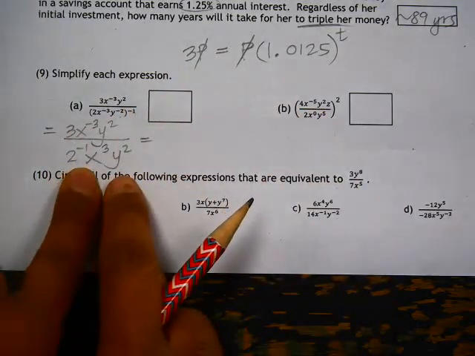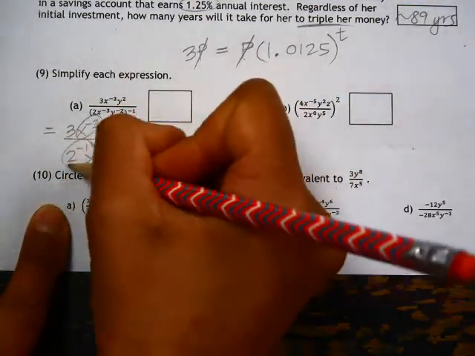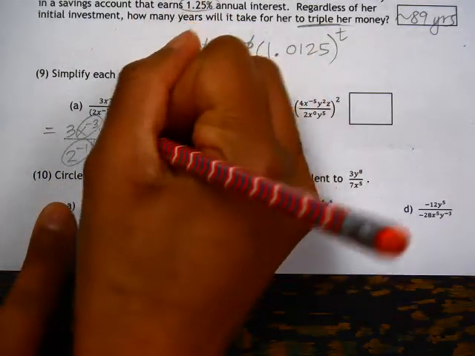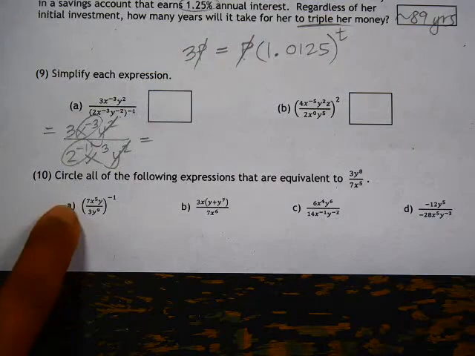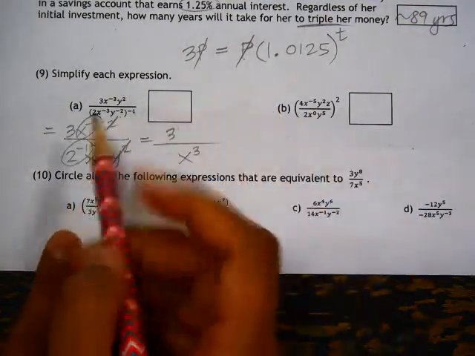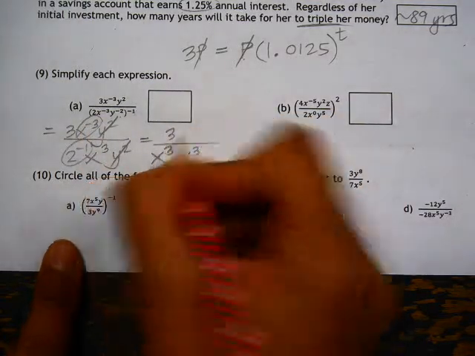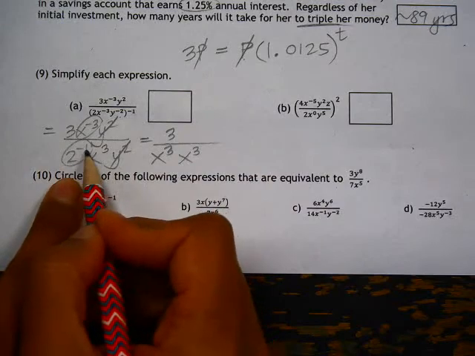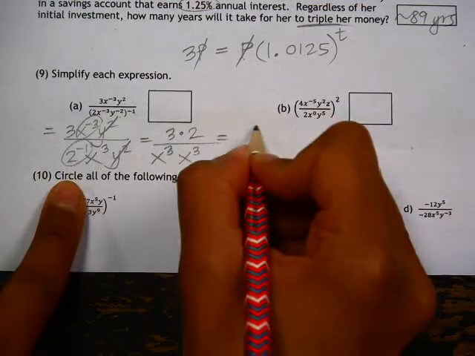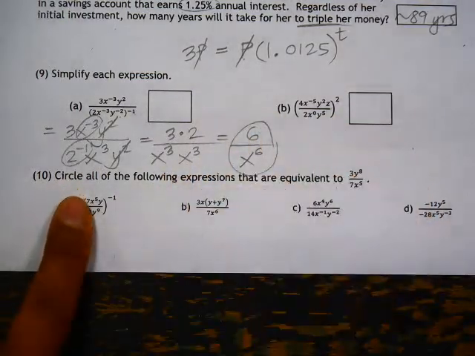Now we need to write this without negative exponents. So the only two expressions that have negative exponents are these two. Everything else can stay where it is. We can see here the y squareds actually cancel, so those will go away. The 3 will stay in the numerator. This x cubed stays in the denominator. Now this x cubed is going to move to the denominator and become a positive 3. This 2 to the negative 1 moves to the numerator and becomes 2 to the positive 1. So in the end we end up with a 6 in the numerator and x to the 6 in the denominator.